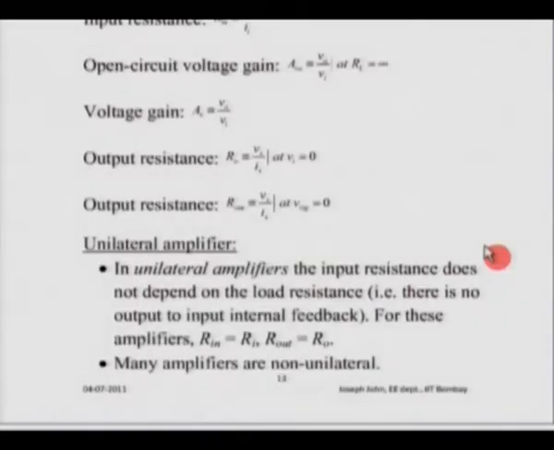Now, to understand that, we need to talk about what are called unilateral amplifiers. When you talk about an amplifier, certain types of amplifiers are called unilateral amplifiers. In these amplifiers, the input resistance does not depend on the load resistance, that is, there is no output to input internal feedback. So, in a unilateral amplifier, Rin will be the same as Ri, and R out would be the same as R naught. Many amplifiers are non-unilateral.